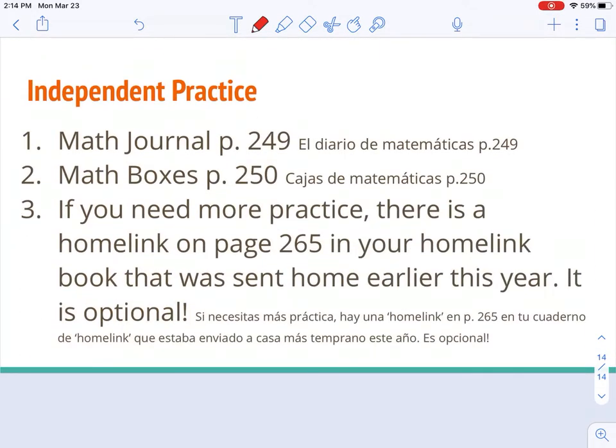Okay, so today you're going to do some work and submit it onto Seesaw. So in your math journal, page 249 and 250. And then if you need some extra practice, there's another home link page that I looked up and it's pretty good. It's page 265 in your home link book. That is optional, but if you need some extra practice with these fractions, you can go ahead and work on page 265 in your home link book. All right, thanks for listening.